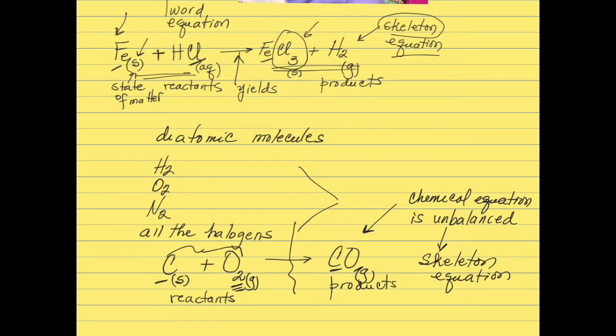How are we going to balance that? We are going to use coefficients. Can I do this? That is not a coefficient. That is a subscript. And CO is not the same as CO2. In my reaction, carbon and oxygen were mixing together to create carbon monoxide, not carbon dioxide. See that? You cannot balance a chemical equation using a subscript. You have to use a coefficient.